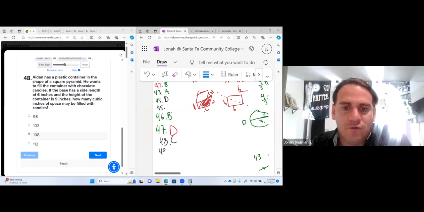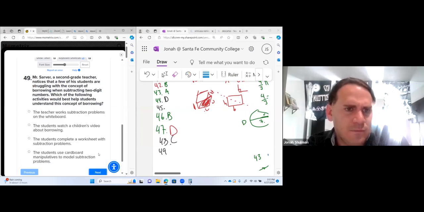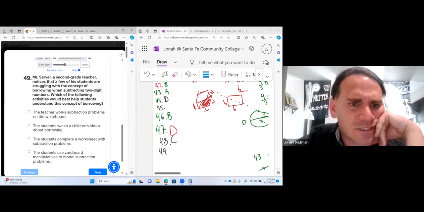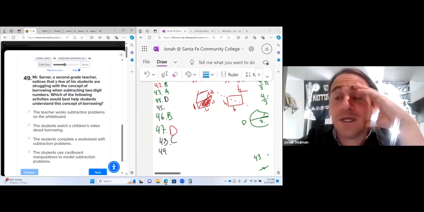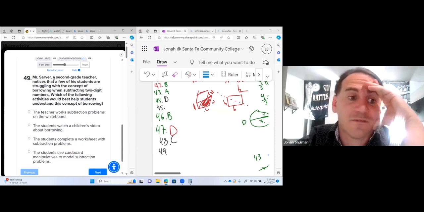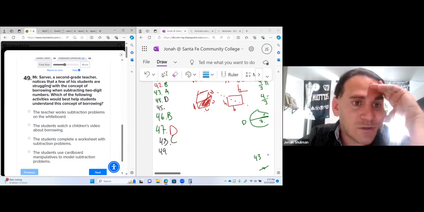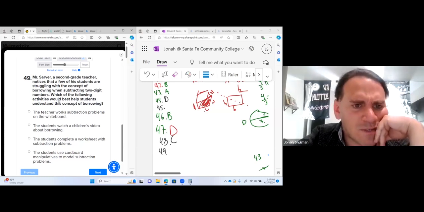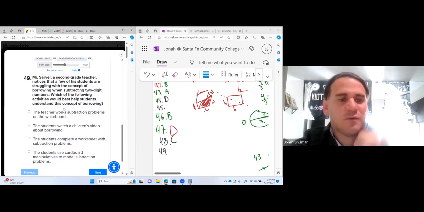All right, let's try 49. Mr. Sarver, a second grade teacher, noticed that a few students are struggling with the concept of borrowing when subtracting 2-digit numbers. Which of the following activities would help his students better understand this concept of borrowing?